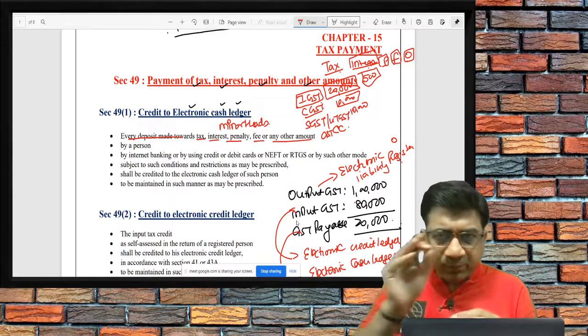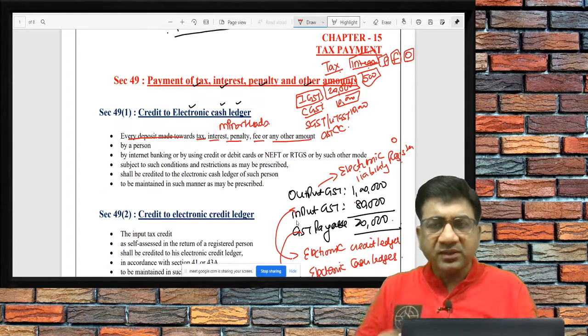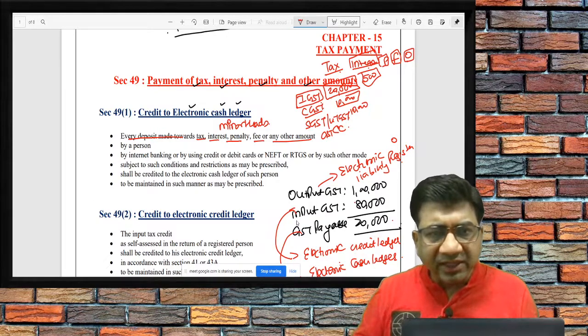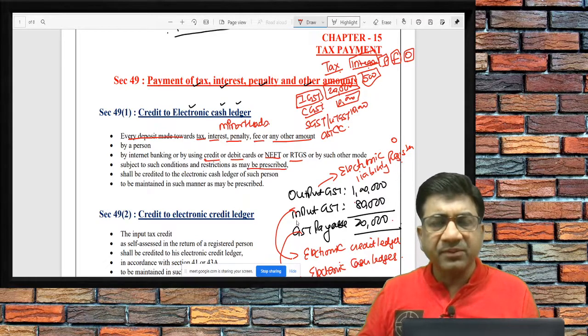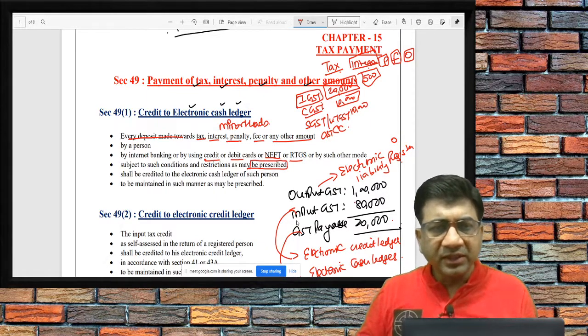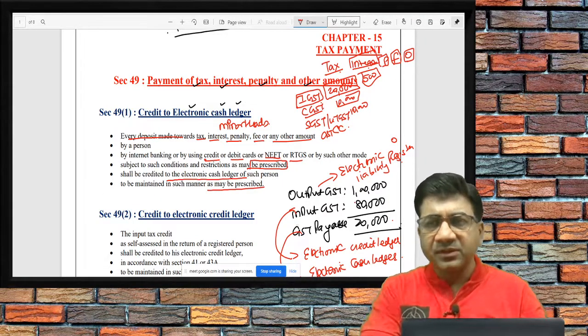So you need to know in which block you need to deposit the cash. And how will you deposit in these blocks? By using credit card, debit card, RTGS, NEFT or other modes as may be prescribed by the government. So you have to deposit them online and credit to the electronic cash ledger, and it has to be maintained in the manner as prescribed.